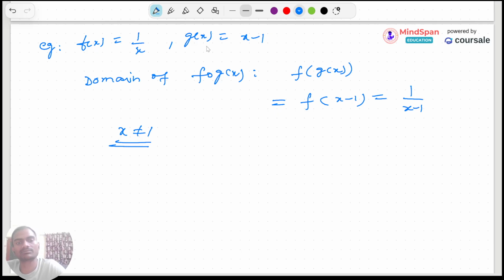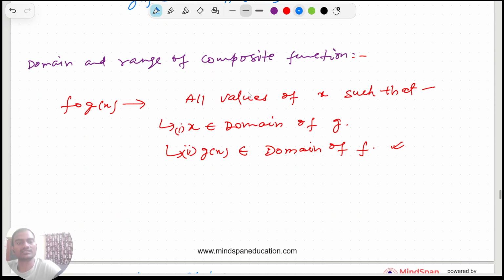Even though g(x) is accepting all the real numbers as input, which is the first function of this composite function f of g, and even though g(x) is accepting x equal to 1, f is not able to accept whatever g(x) is giving as output at x equal to 1. That's why we cannot put x equal to 1 as overall input of this composite function. I hope you understood what I meant by this second point. We can only put input so that the output of the first function does not break the next function.